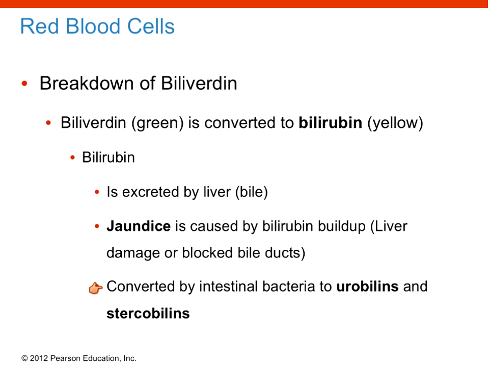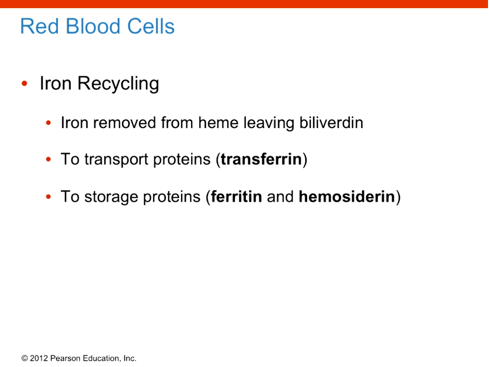This bilirubin, as it pertains to the recycling of hemoglobin and the breakdown of red blood cells, is converted by intestinal bacteria to urobilins and stercobilins. These two items are the result of going from biliverdin to bilirubin to urobilins and stercobilins. We only get to these two items with the intestinal bacteria that live in your gut, like E. coli.